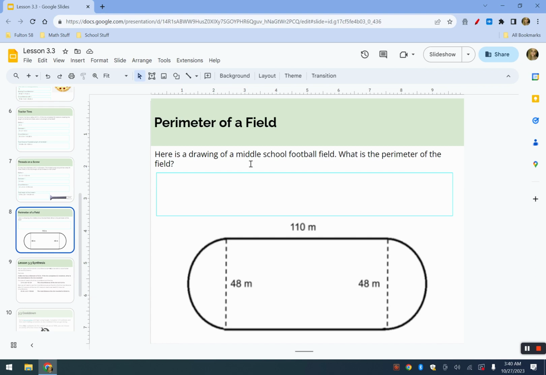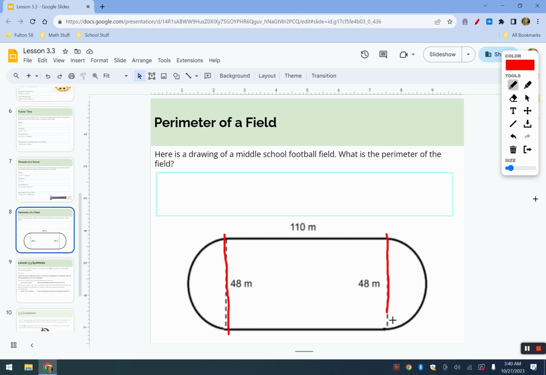Perimeter of a field. So we have a drawing of a middle school football field. What is the perimeter of the field? So what is the outside length? If you notice, I can cut these semicircular ends off, and we would have a rectangle on the inside, and then these two semicircles together would make a full circle. So go ahead, I want you to try this and come back once you're ready.